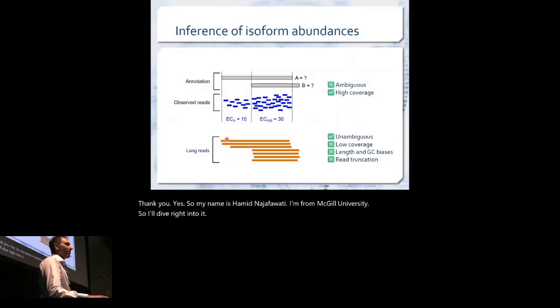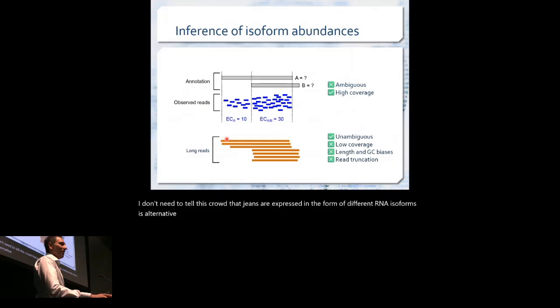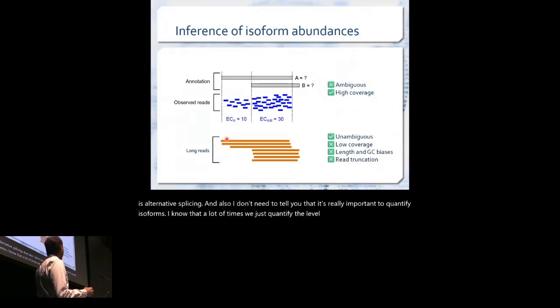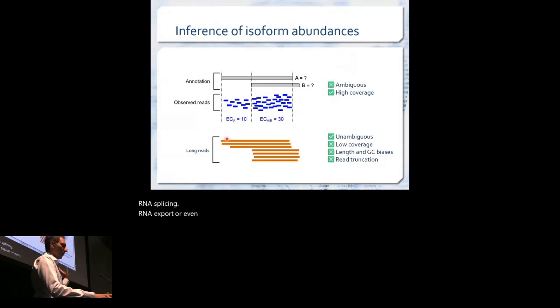I don't need to tell this crowd that genes are expressed in the form of different RNA isoforms. There is alternative splicing. And also, I don't need to tell you that it's really important to quantify isoforms. I know that a lot of times we just quantify the level of expression of genes, but if you want to study anything related to RNA processing, alternative polyadenylation, RNA splicing, RNA export, or even degradation, we really need to measure the abundances of RNA isoforms.